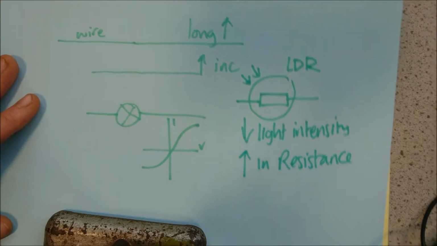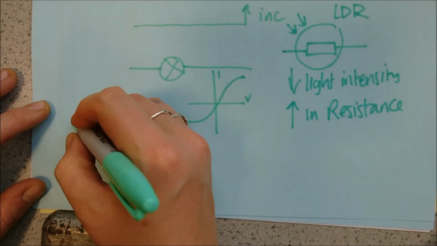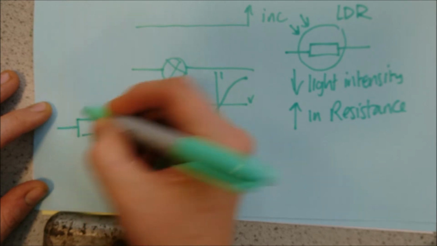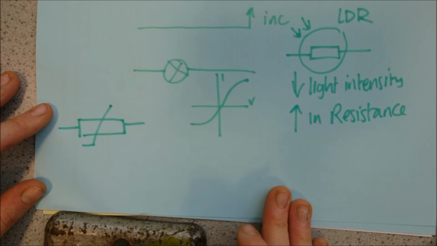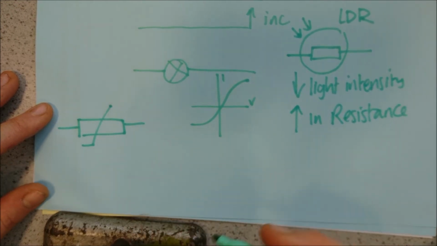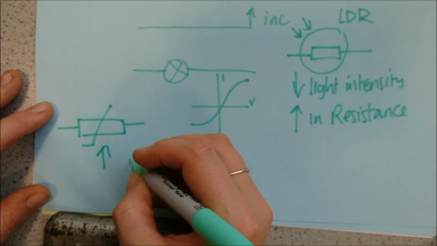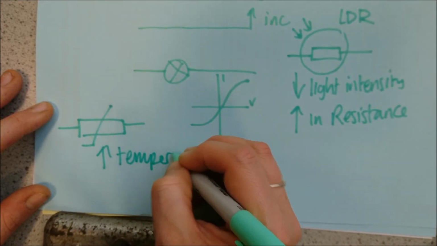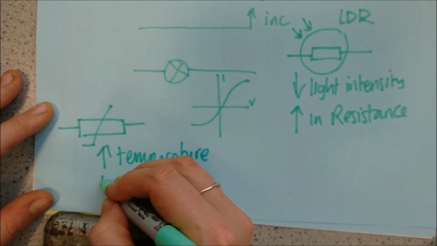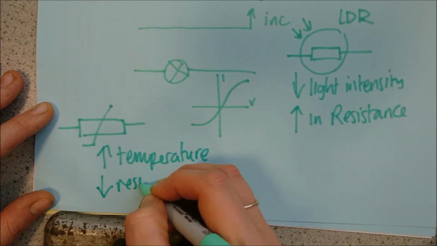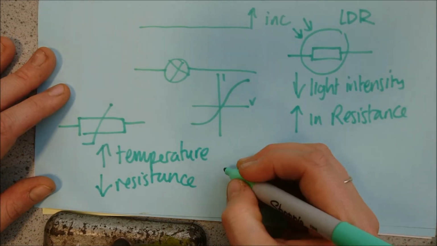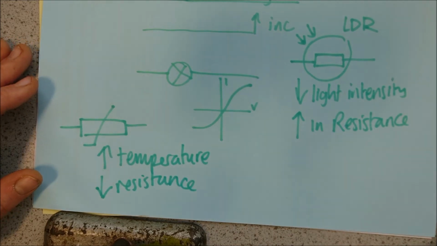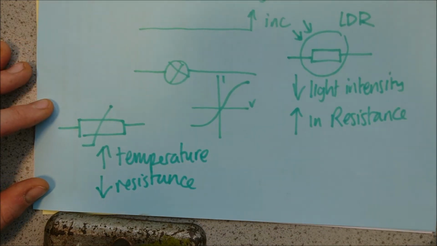The other one that we need to know, that you'd find in things like kettles and immersion heaters, is a thermistor. A thermistor looks like that. A thermistor is a temperature dependent resistor, and its resistance will change. For example, if we have an increase in temperature, don't ever write temp, you will have a decrease in resistance, and vice versa. These two are going to have their own graphs as well, depending upon the temperature and the light intensity. So let's have a look at those graphs.